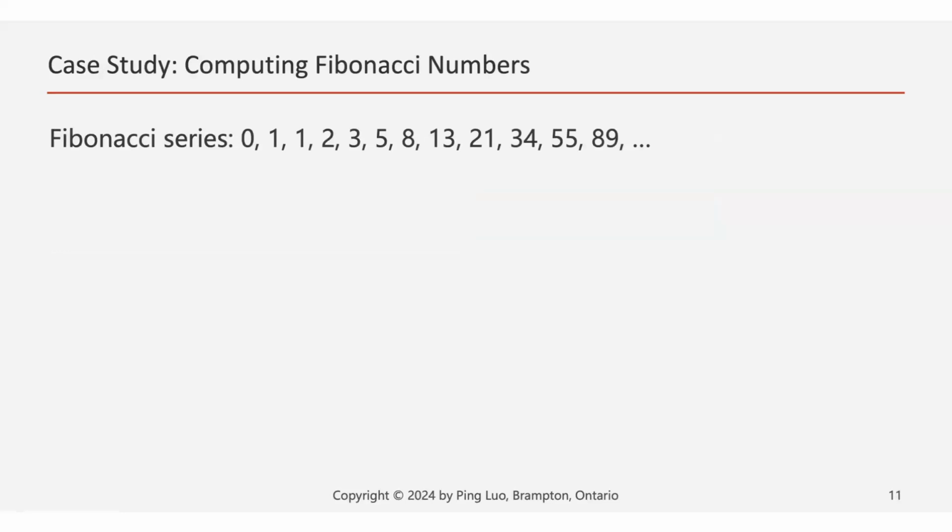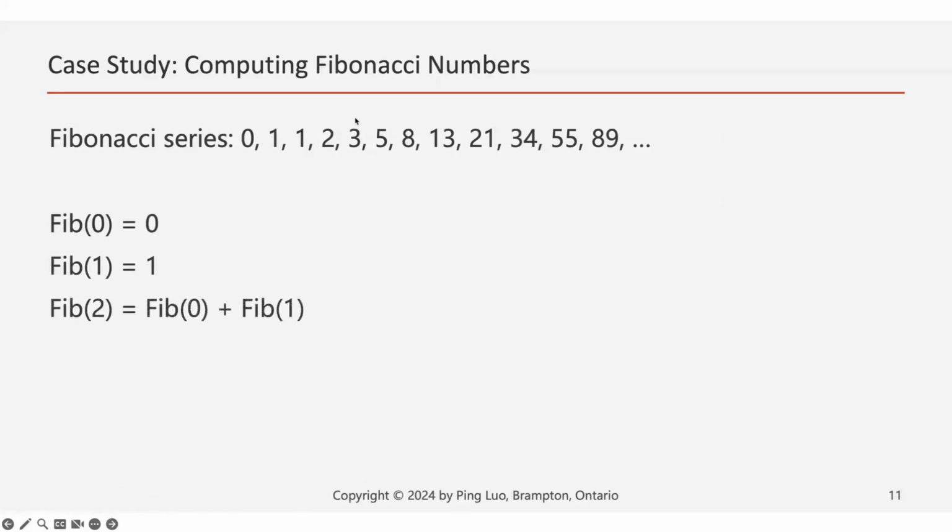Another very popular and typical example is the Fibonacci numbers. I'm sure you already know these numbers, right? The first one is 0, the second one is 1, and the third one is the first one plus the second one. So 2 is 1 plus 1, 3 is 1 plus 2. If we summarize this whole thing, we get these 4 formulas telling us how we can calculate the Fibonacci numbers.